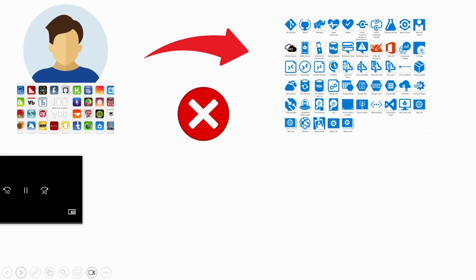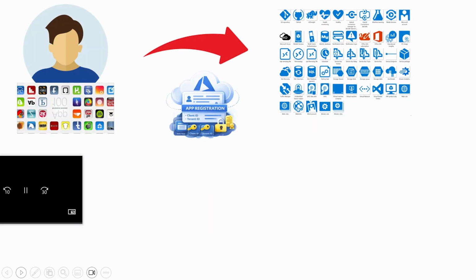This happens because Azure does not know who the application is. Unlike users, applications do not have usernames or passwords. So Azure needs a secure and reliable way to identify applications and decide whether they can be trusted. This is where app registration comes in.